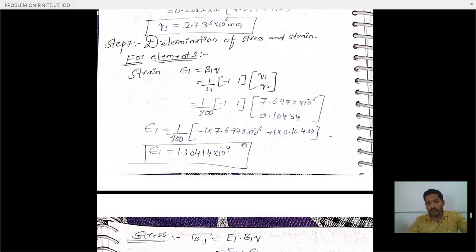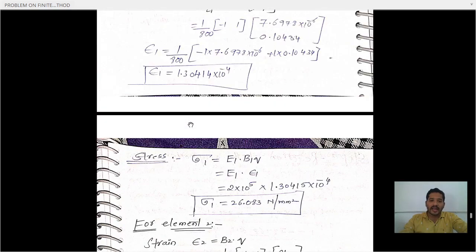Then after that, if you multiply this term, minus 1 in this row into this column, minus 1 into 7.6978 into 10 power of minus 6 plus 1 into 0.10434, and divide the whole with the help of a calculator, then you will get the answer of 1.30414 into 10 power of minus 4. Because we know very well strain does not have any unit, it is dimensionless.